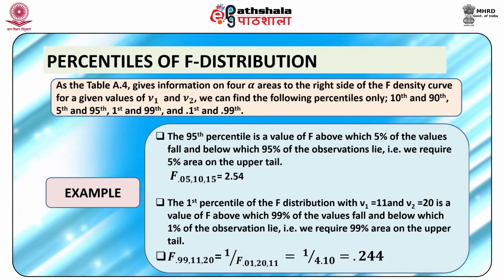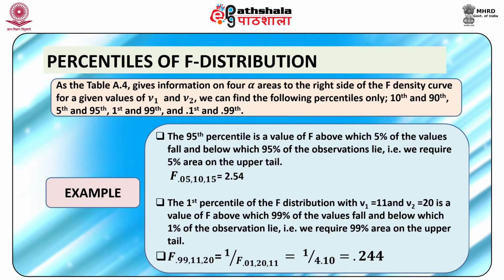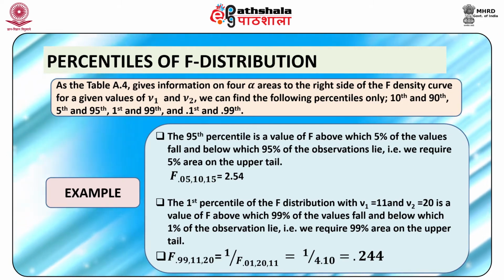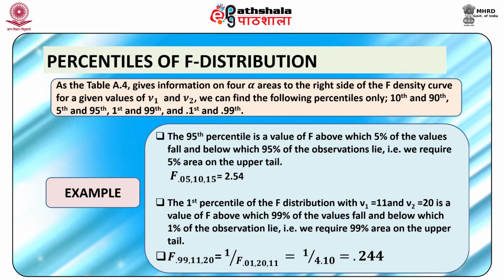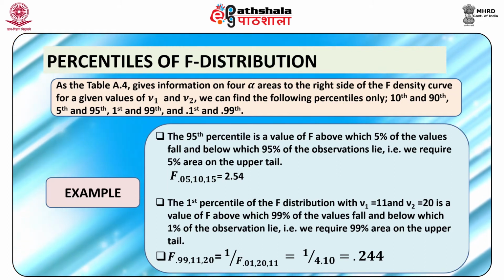Let's take an example here. Compute the following. We have two parts in this. The first part is compute the 95th percentile of the F distribution with nu1 equal to 10 and nu2 equal to 15. And similarly, the first percentile of F distribution with nu1 equal to 11 and nu2 equal to 20. Let me give you the solution of this.